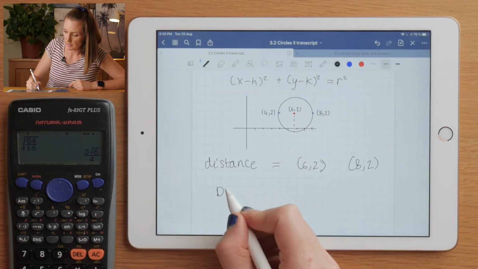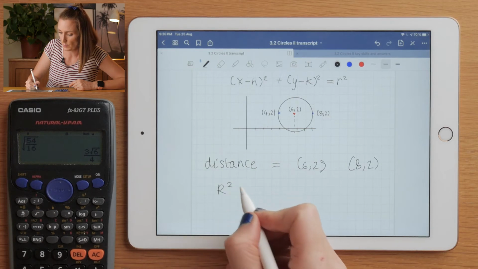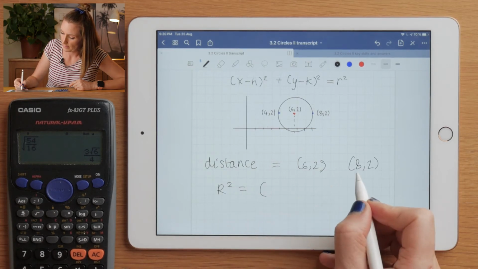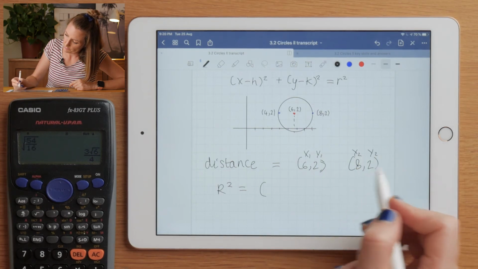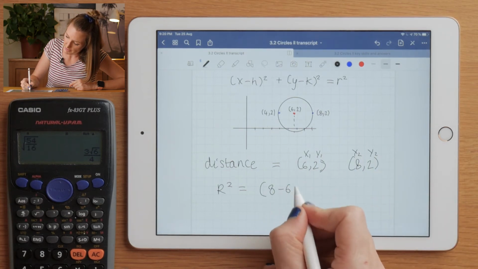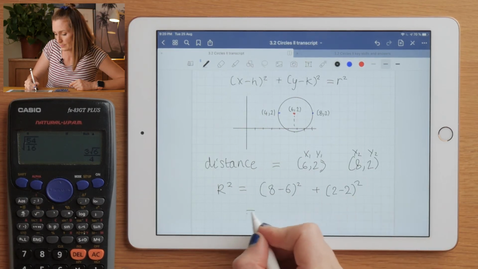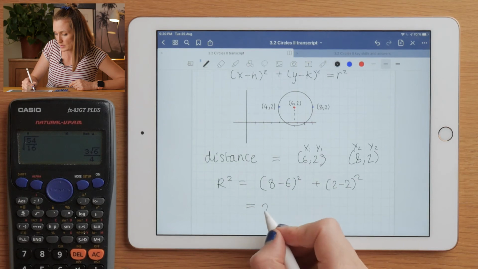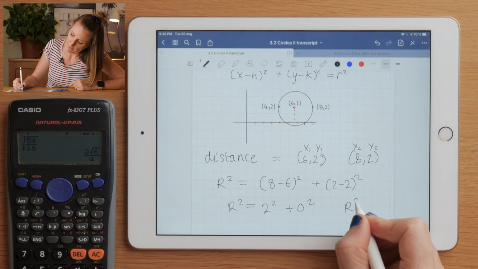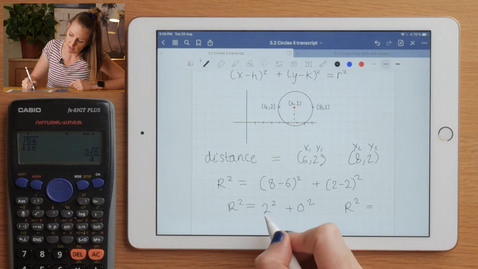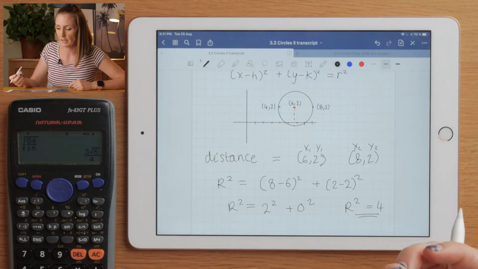So we know that distance, in this case, is the radius, so we know that radius squared must be (x1 - x2) squared plus (y1 - y2) squared. So 8 minus 6 squared plus 2 minus 2 squared. So 8 minus 6 is 2 squared plus 0 squared. So r squared in this instance is 2 squared, which is 4. And you just plug those 2 pieces of information back into your formula.